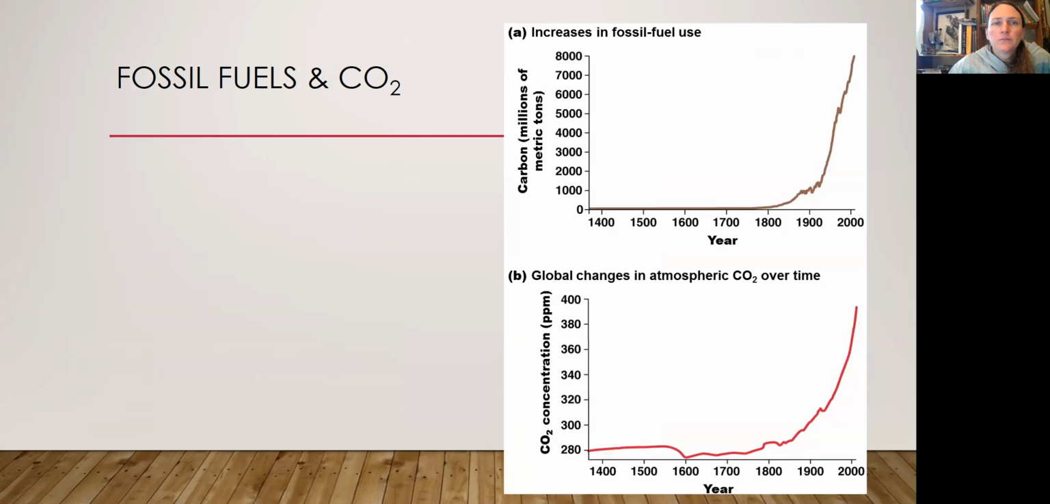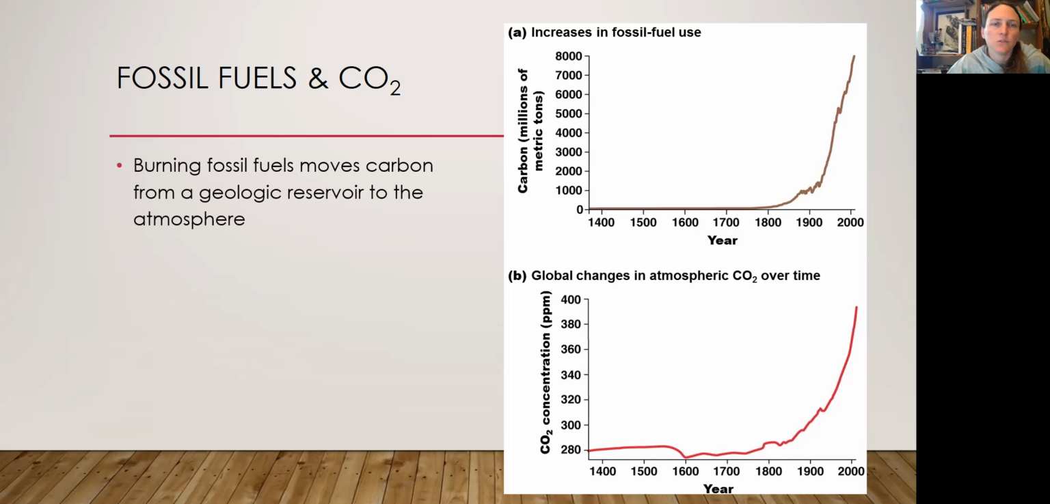So fossil fuels and CO2, here we can see carbon emissions in metric tons per year for fossil fuel use. And you can see the Industrial Revolution and how much fuel we have started burning. And that's pretty much directly, I would say, correlated, right? Pretty much in line with global changes in atmospheric CO2 over time. So burning fossil fuels moves carbon from a geologic reservoir, from oil in the ground, out into the atmosphere.